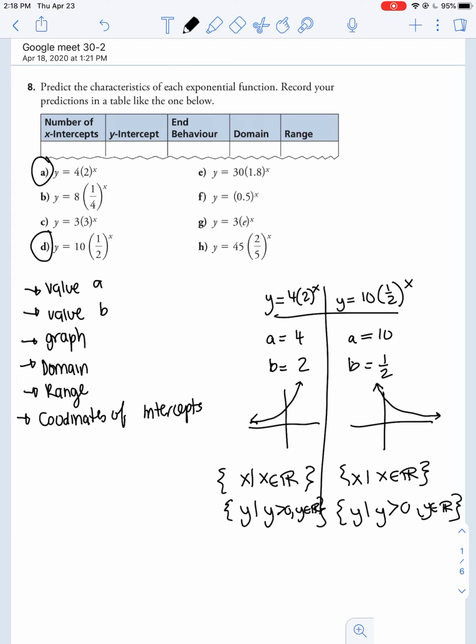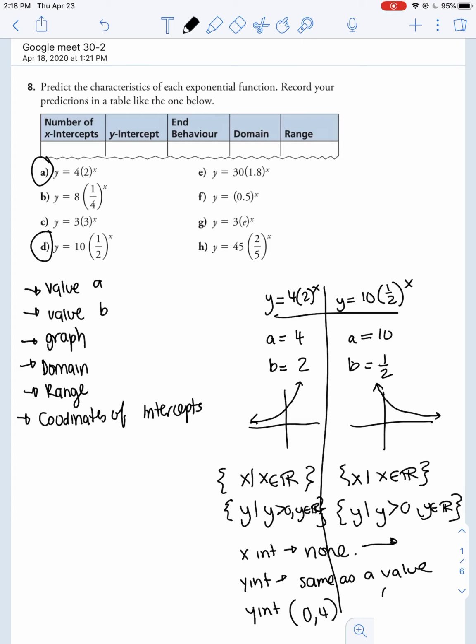And for the coordinates of your intercepts, there are no x-intercepts, so there's going to be none for both. That's the same for the first and second question. For the y-intercepts, it's going to be the same as your A value. In the first case, the coordinates of your y-intercept would be (0, 4), and for the second one, the coordinates would be (0, 10). So those are the A values.